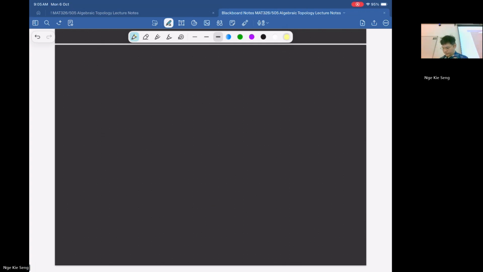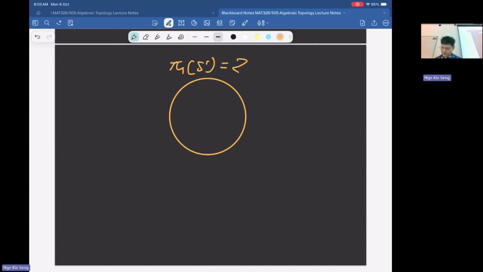So, in the following week, we will try to prove that pi1 of S1 is Z. But in last class, we mentioned that there are paths inside S1 such that it is contractible. So I draw something like this. Let's say there's a path here, and they can contract.